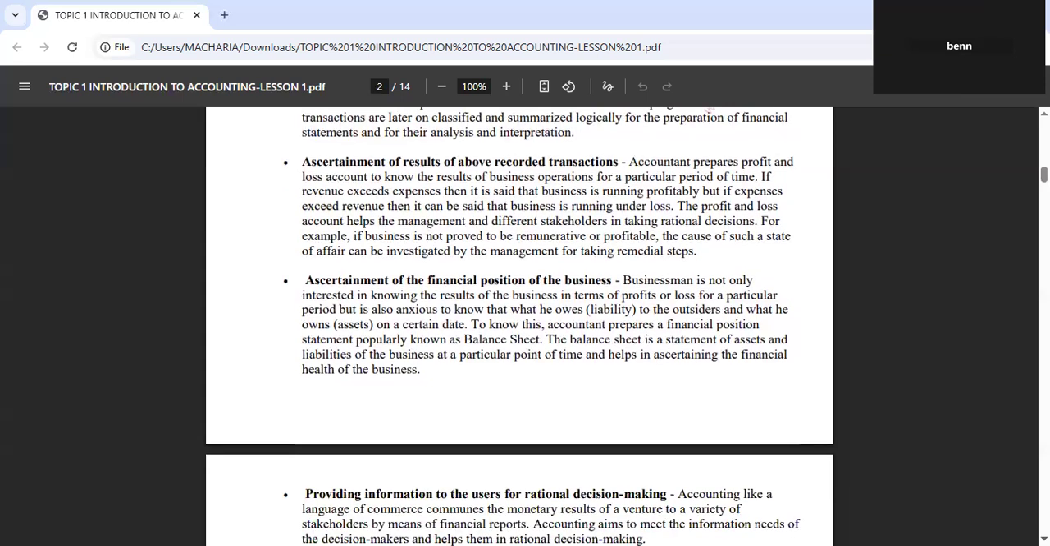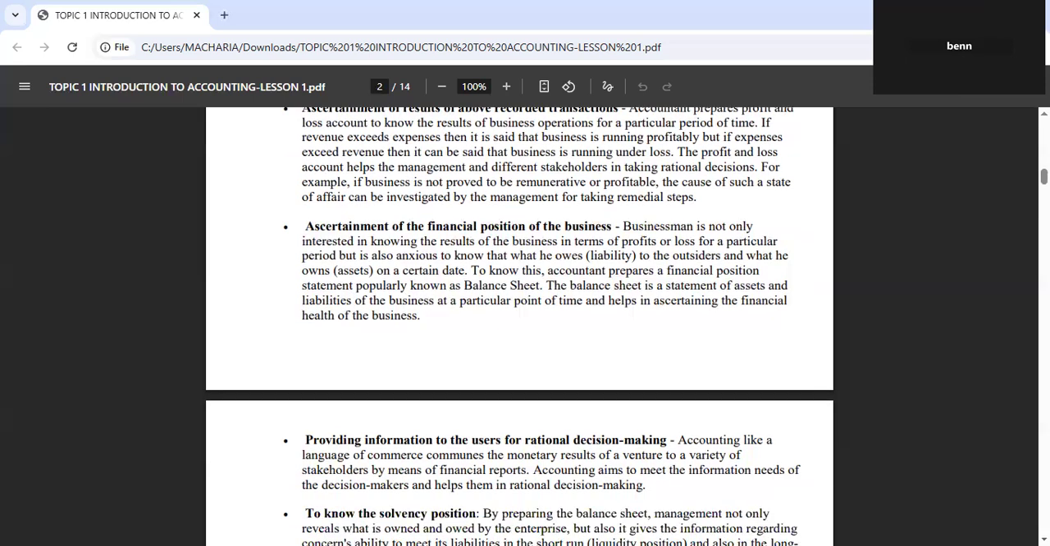Then you're saying accounting can also be useful in ascertainment of financial position of the business. Financial position means, when you start your business with a certain amount of capital, let's say 100 or let's say 1 million, what is the financial status of your business after 1 year? Is this capital still there? What have you bought with this capital? So that means you are ascertaining the financial position of that business using the accounting concept.